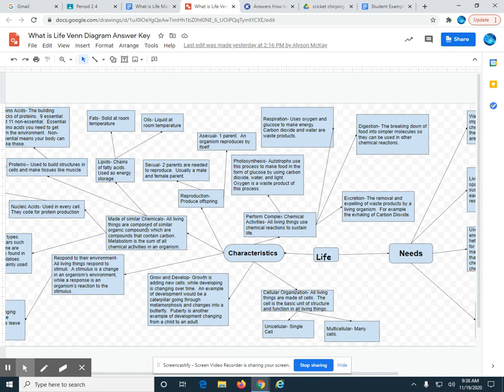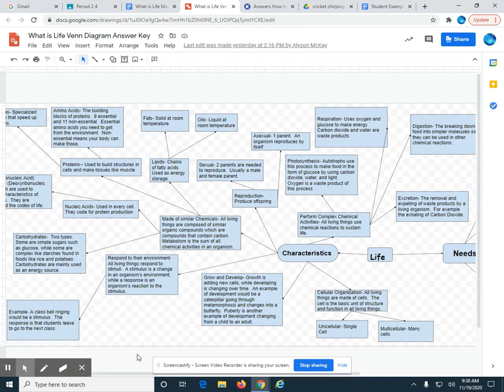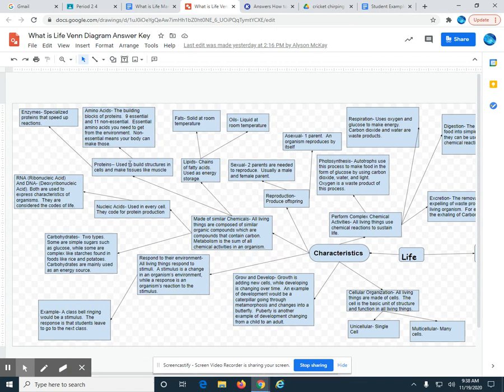Okay. Some similar chemicals, here's another arrow, are proteins. They're used to build structures in cells and make tissues like muscle. If I want to know more about proteins, I can keep following the arrows. And amino acids are associated with proteins because they are the building blocks of proteins. There's essential and non-essential. Essential amino acids you need to get from the environment. Non-essential means your body can make those.